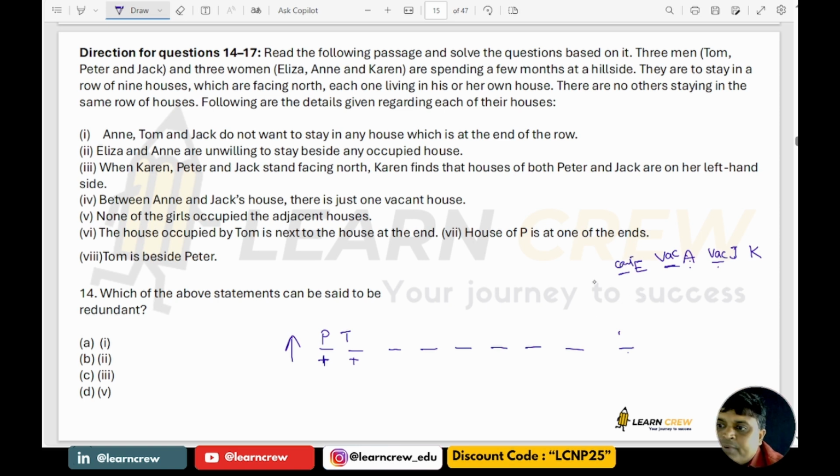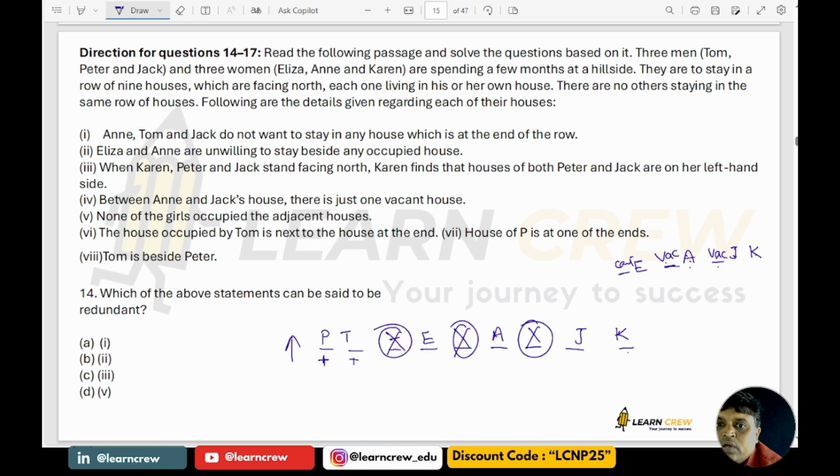So now I hope it is satisfied. 1, 2, 3, 4, 5, 6, 7. We already have arranged 2. So these last 2 have to be J and K. And what is given here? Elijah, J and K, this is vacant. And here this is A. This is vacant. And this is E. This is E and this is vacant.